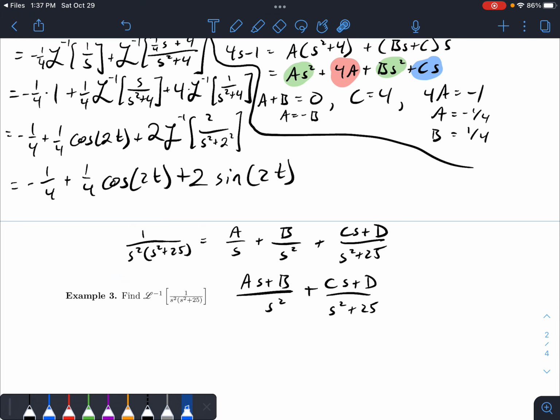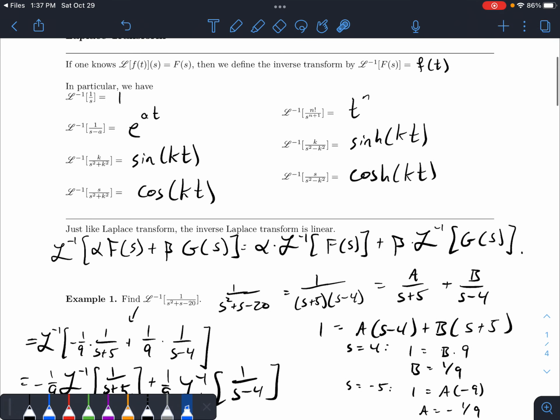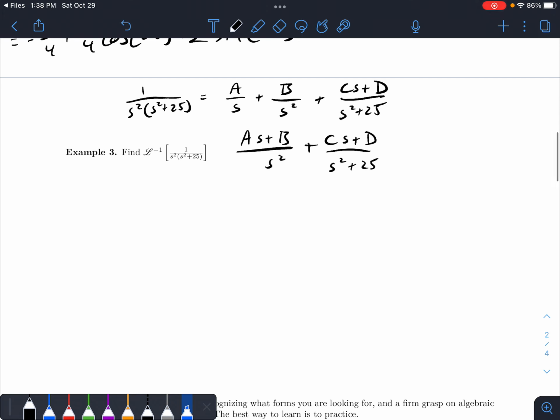So that's your setup, and that should be equal to 1 over s squared times s squared plus 25. So figure out what your a, b, c, d are, and then split this up accordingly, and then use your inverse Laplace transform table to finish it out from there. All right, I'm just going to assume that everybody has paused the video and done the problem, and I'm just going to keep rolling.